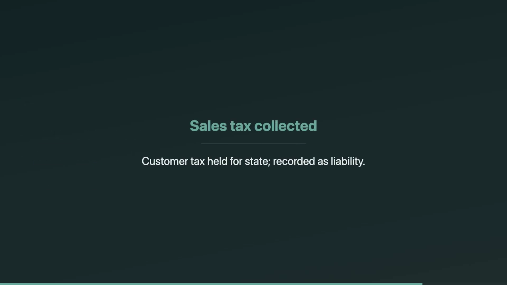Sales tax collected is another favorite trap. If the tax is imposed on the customer, the business is just a middleman. The cash comes in, but it's owed to the state, so it's booked as a liability. When remitted, it's not a deduction either, because it was never income. In other words, not revenue, not expense, just pass-through money.